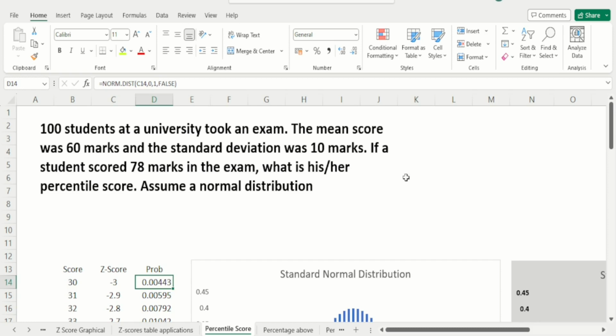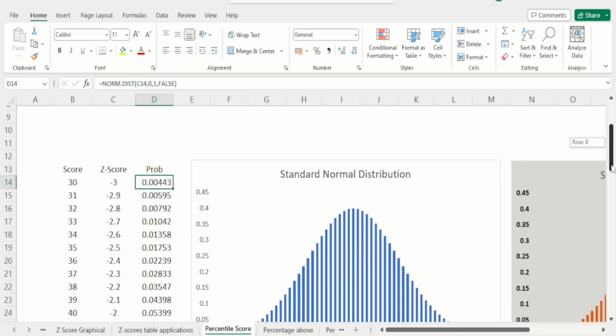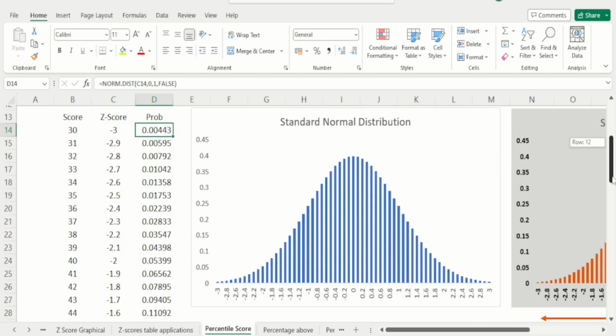Now if we plot the probability distribution for all of these data points, starting from 30, which is the lowest point, all the way till 90, you can see this is how the distribution looks on the right-hand side under the standard normal distribution. You'll see the center point is at 0 and it stretches all the way from -3 to +3.